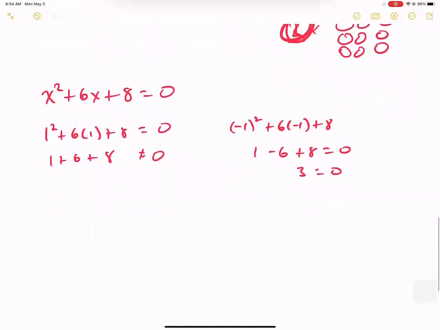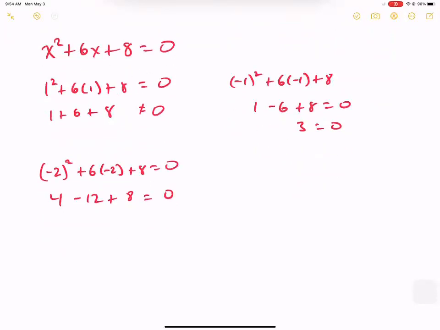Let's try -2. -2 squared plus 6 times -2 plus 8. This is 4 minus 12 plus 8. Oh my goodness, did we get it? 4 minus 12 is -8, plus 8 is 0. We guessed it. Oh my goodness. I should go buy a lottery ticket right now. Okay. But even in this case, we just got lucky. It's just me straight guessing.